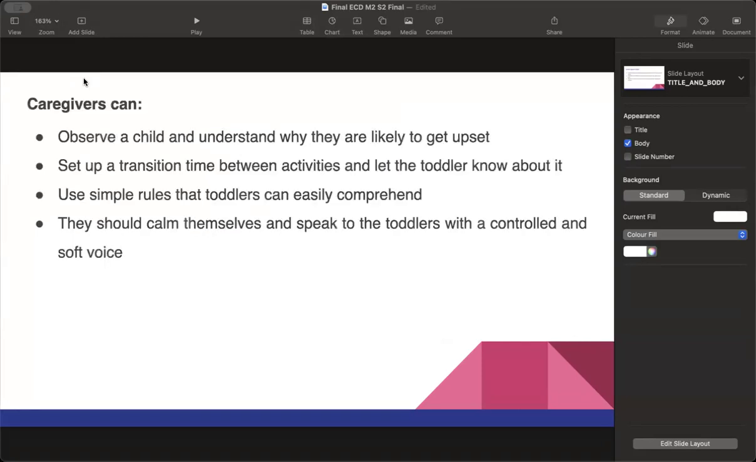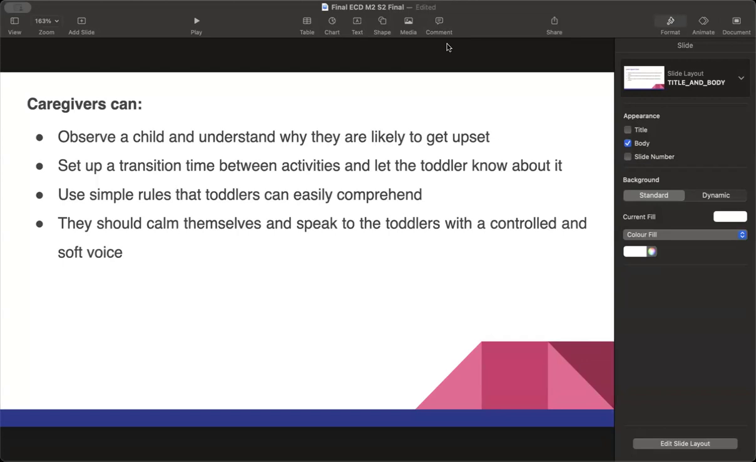Observe a child and understand why they are likely to get upset. Set up a transition time between activities and let the toddler know about it. All right. So let's just put this into perspective quickly. You can't be doing the same activity every day, the whole day, right? Now, children do this because they try to master it. They try to perfect their craft. They're busy with a certain thing. They become obsessed with that thing, right? But we have a problem because we have 23 children in the class and everybody wants to have a go at that thing, but this person is sitting at that thing.